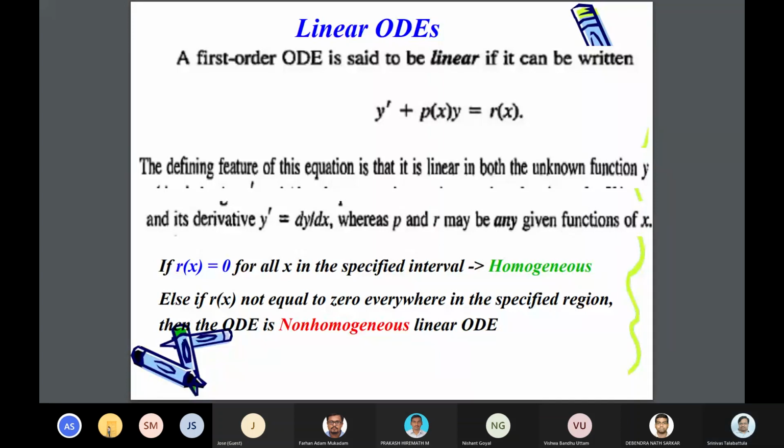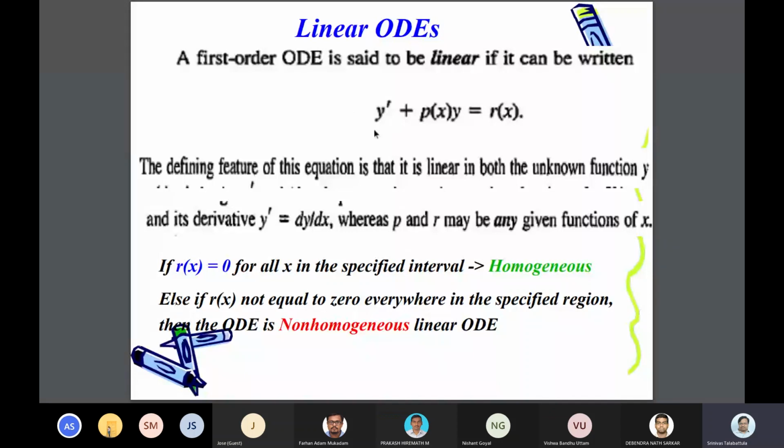Let us go to linear ODEs. What do you mean by linear ODE? Earlier we said f of x, y, y dash. Any function of the form f of x, y, y dash is an ordinary differential equation. So a linear differential equation means you have y and y dash separately, not as a product. Okay, that is an operational definition. It's not a real definition of linearity.